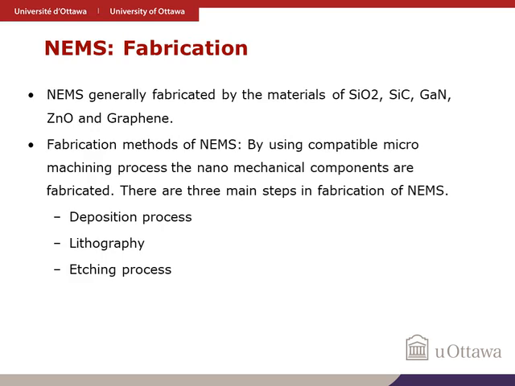NEMS fabrication is generally done with materials such as silicon dioxide, silicon carbide, and so on. The fabrication methods: they are fabricated using compatible micromachining processes, and the three main steps of fabrication are the deposition process, lithography, and etching process.